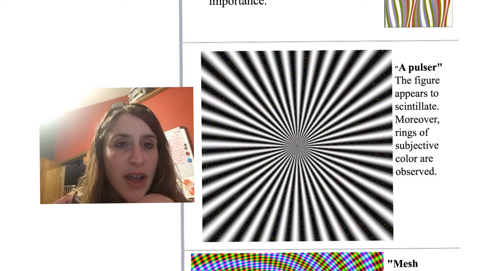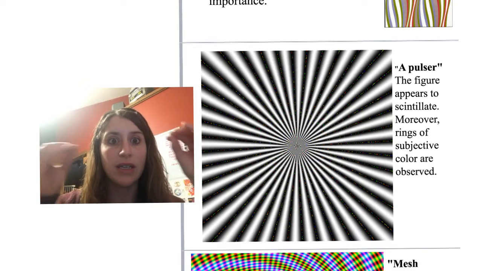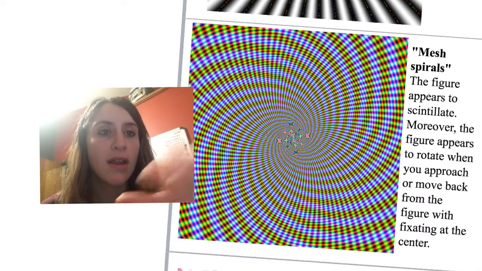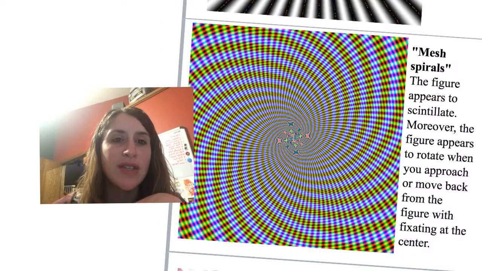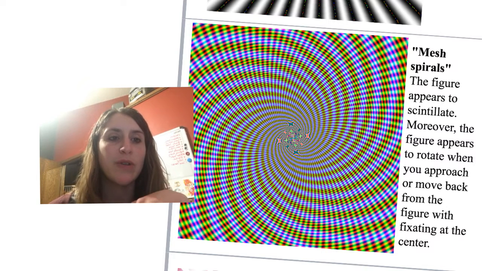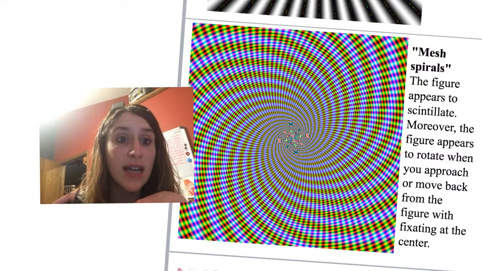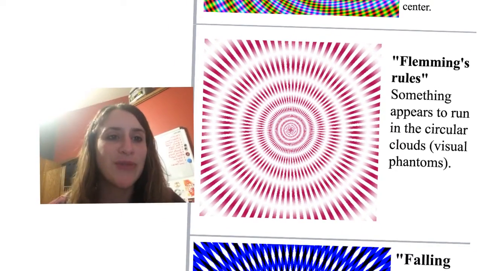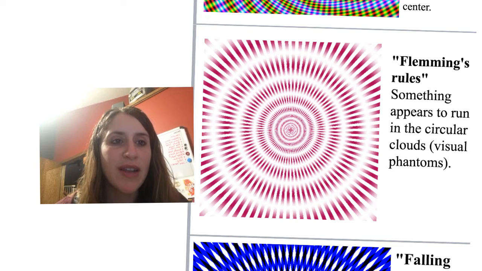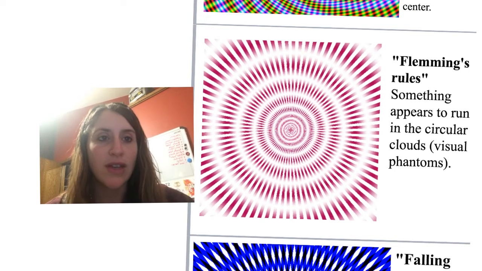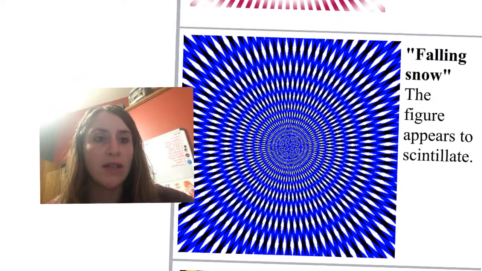This one's called Pulsar. If you really look at it, it kind of appears to be pulsing on you. This one, Mesh Spirals. So it appears to scintillate. Scintillate's like kind of like sparkle. It appears to rotate when you approach or move back from the figure while fixating at the center. Whoa. Okay, this is tripping me out a little bit just looking at it, but they're kind of fun too. Fleming's rule: something appears to run in the circular clouds, visual phantoms. So if you just kind of look in the middle, you kind of see something zooming around the edges. Hope you guys are having fun with these.